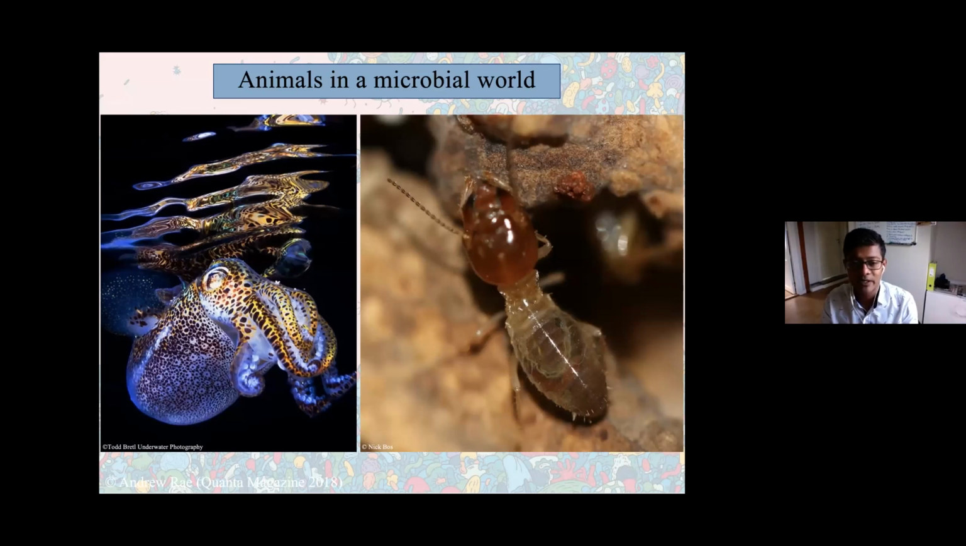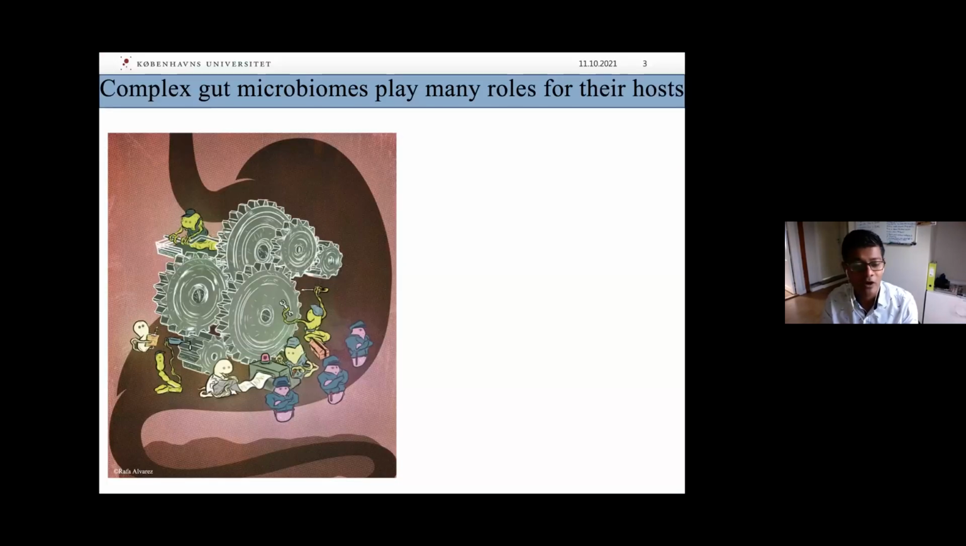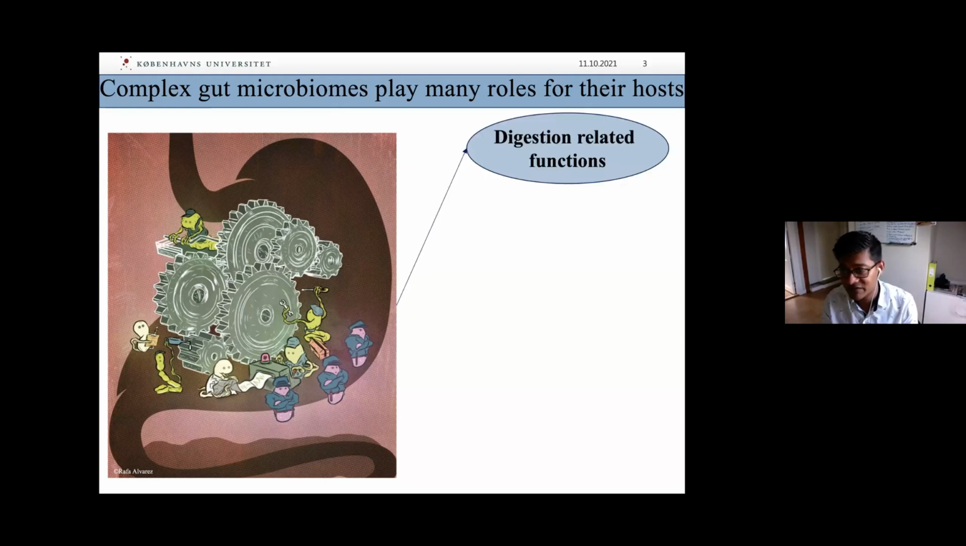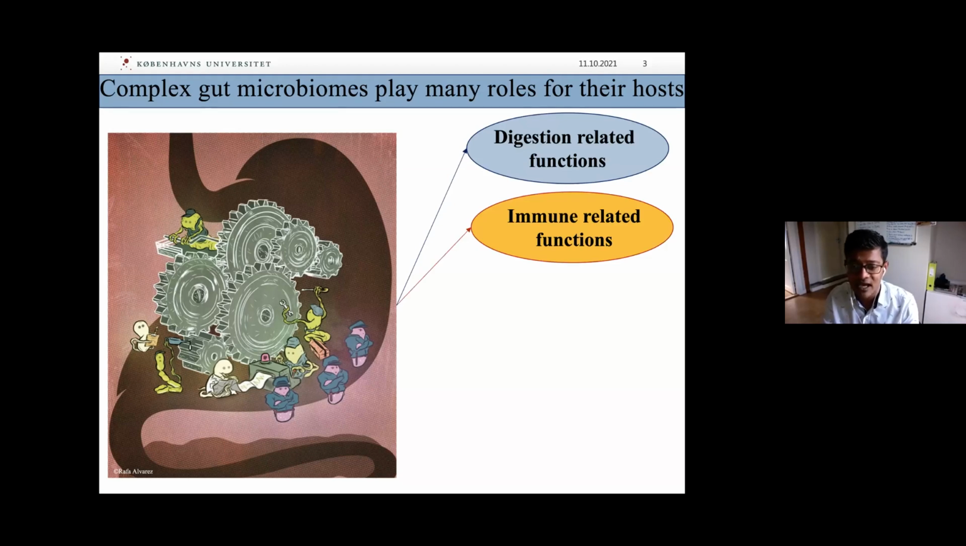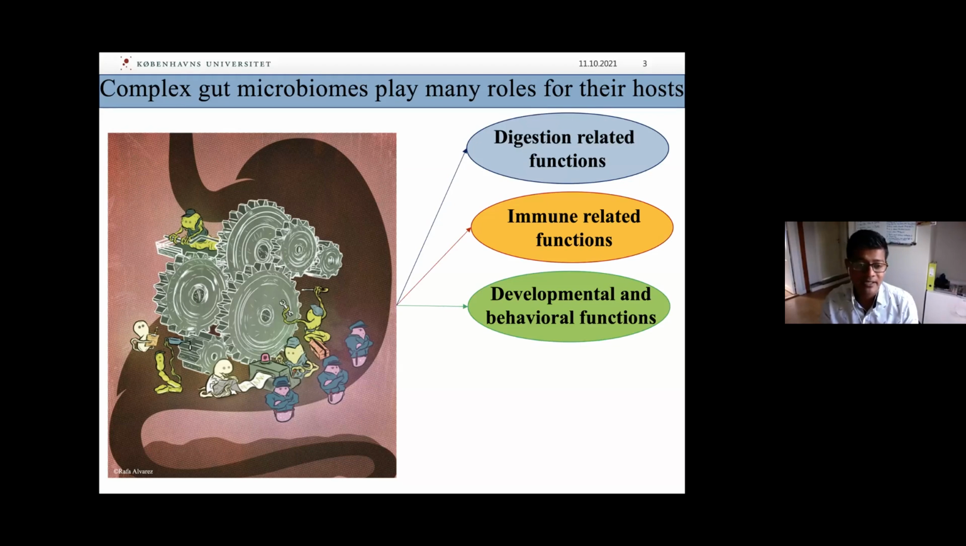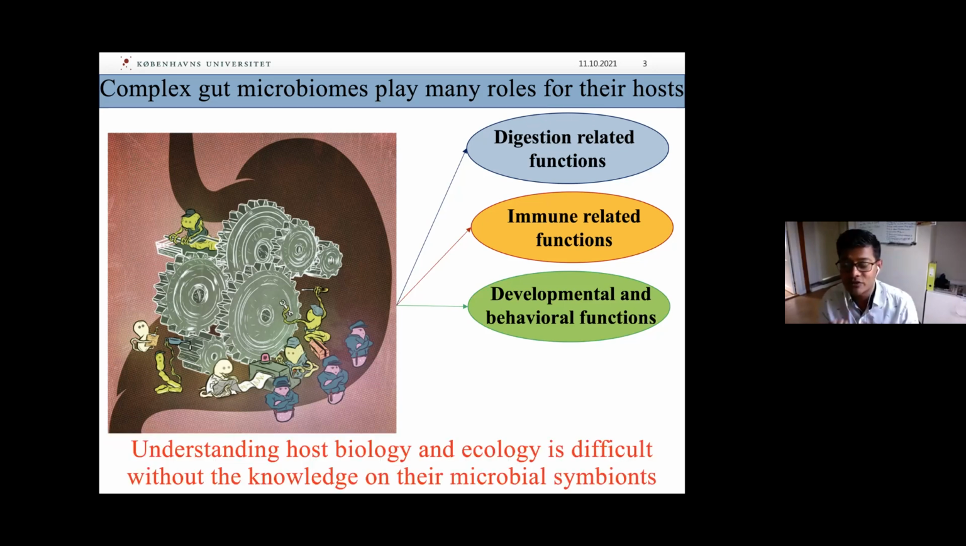These digestive tract microbial communities play multiple roles for their hosts, mainly in digestion-related functions and immune-related functions, and also developmental and behavioral functions. In many cases, hosts cannot survive without the functions these microbes are playing for them. And while microbes play these roles for the host, they also interact with one another, making it really complex to understand how these communities are assembled in these digestive tracts. Because of the important roles microbes play for their hosts, it's important to understand the functions played by these microbes and also the drivers of these microbial communities, to fully understand the host biology and ecology, and in some cases, the evolution of the host.